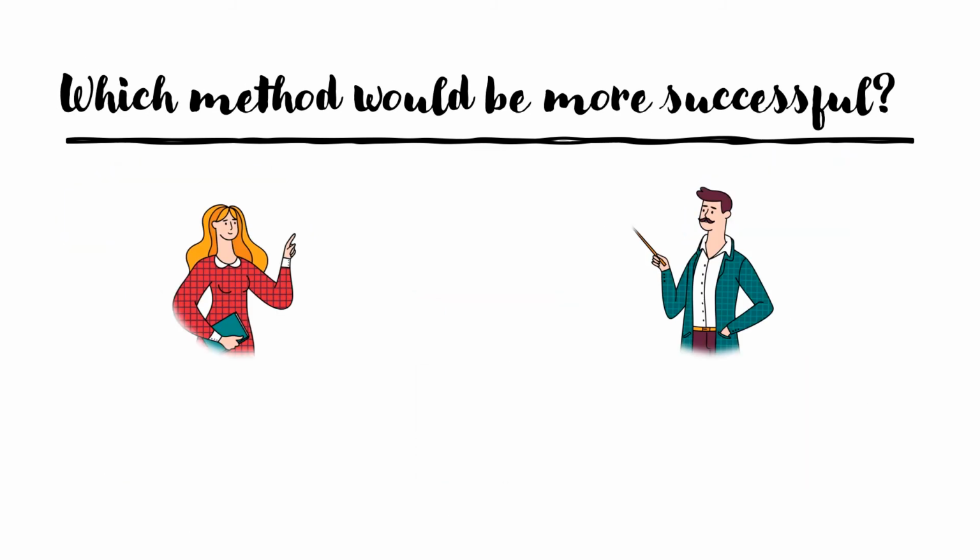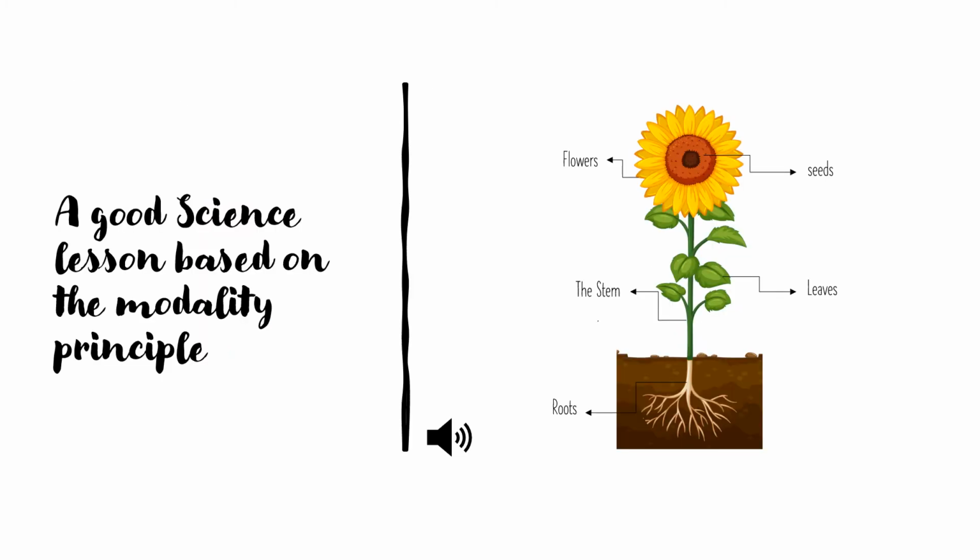What's your idea about these 2 methods? Which method would be more successful? Yes, the method of the geography teacher is better than the other one. In this class, students learn the lesson with both visual and auditory modes. In this slide, you can see how the science teacher can change her teaching way and use the modality principle to present the lesson. In this way, learners try to process both the audio and visual modes.